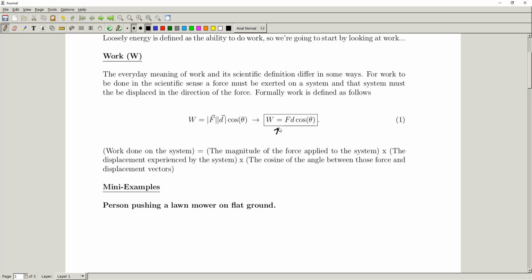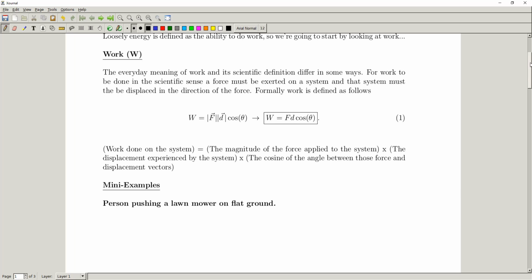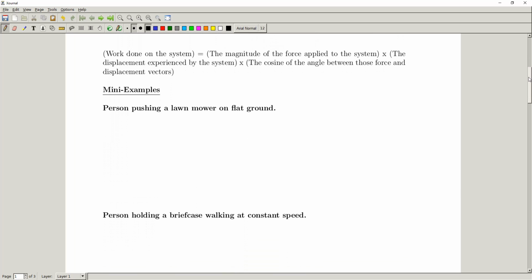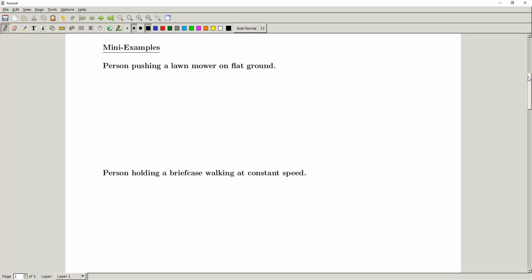This is what we're going to usually use when we're talking about work. And down here I've just written out a sort of in words translation of what this equation means. So the work done on the system is equal to the magnitude of the force applied to the system times the displacement experienced by the system times the cosine of the angle between the force and displacement vectors. Okay, and so I think the easiest way to get a feel for what work is to maybe just do a couple of little mini examples.